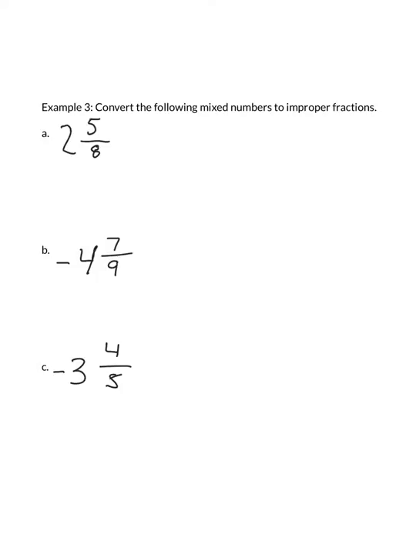Now we're going to go in the reverse direction. Example 3 says to convert the following mixed numbers to improper fractions. We're going to follow the same pattern for each of these. So once you find out what the pattern is in A, you're just going to duplicate it for all the other examples. So you're always going to take the number in front and we're going to multiply it by the bottom number to begin. So 2 times the 8.